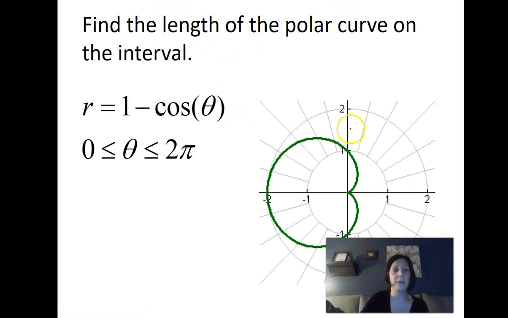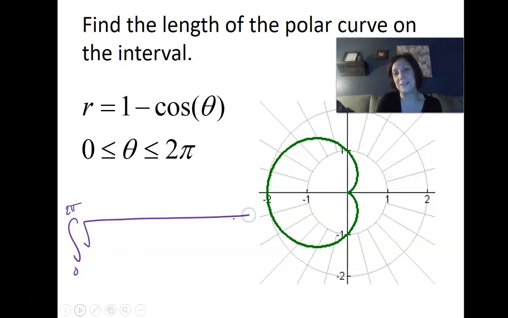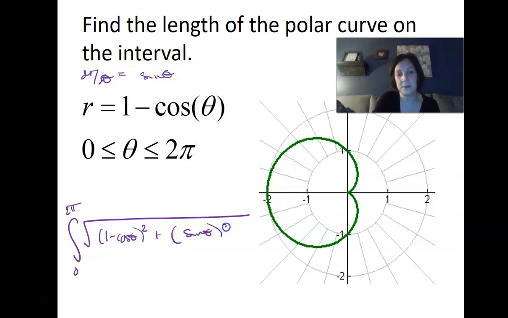Okay, so find the length of the polar curve on this interval. Now look how nice they are. They gave us the interval. They didn't really need to. We could have figured out that it was 0 to 2 pi all the way around, but it's fine. So if I want the length of a polar curve, 0 to 2 pi, square root of, this long square root, r squared, so (1 minus cosine theta) quantity squared, plus the derivative of this squared. So dr d theta is just going to be sine of theta. So I have sine theta squared.